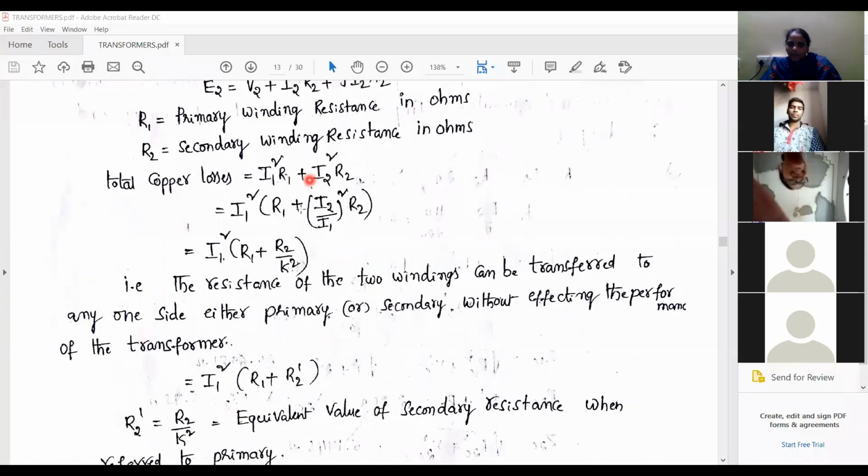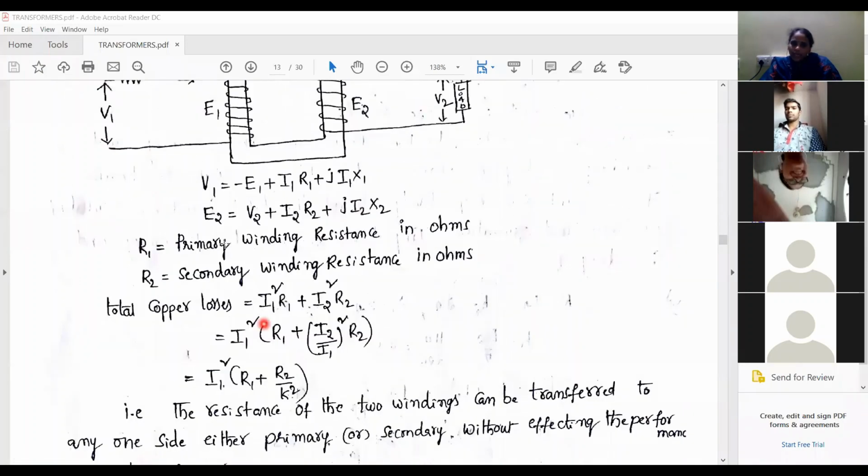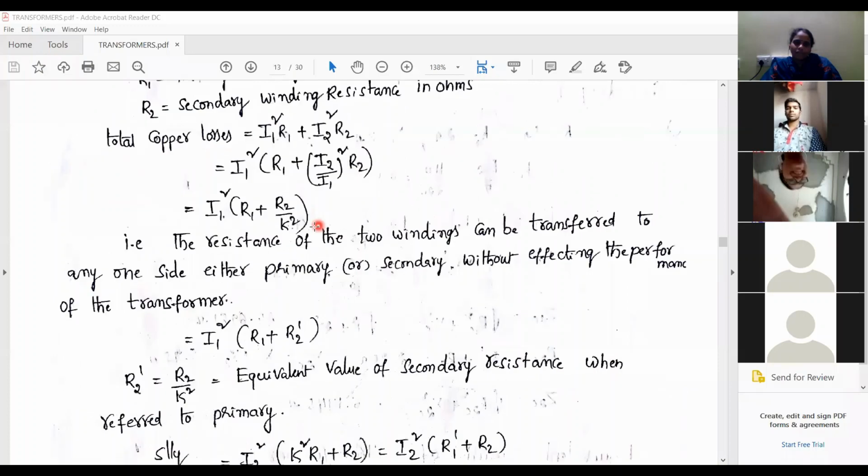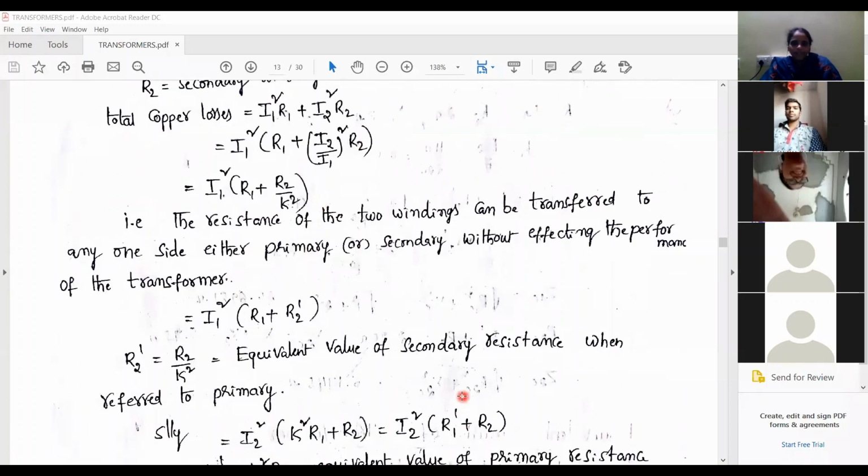Similarly, the resistance of the two windings can be transferred to any one side, either primary or secondary, without affecting the performance of the transformer. You can transfer primary parameters to the secondary, or secondary parameters to the primary, without affecting the transformer performance. Is it clear?